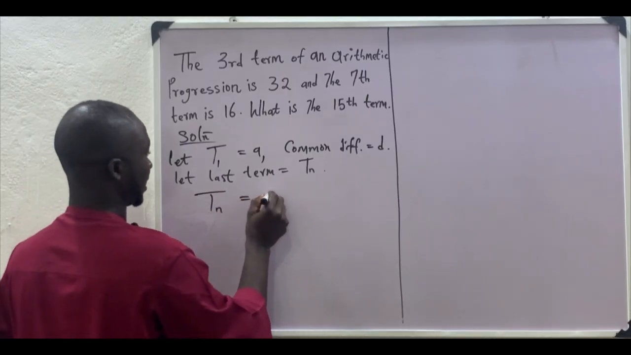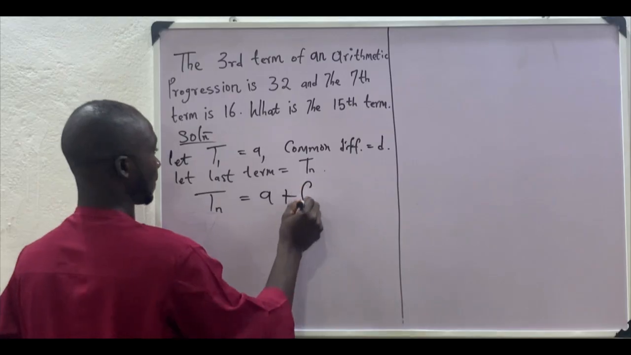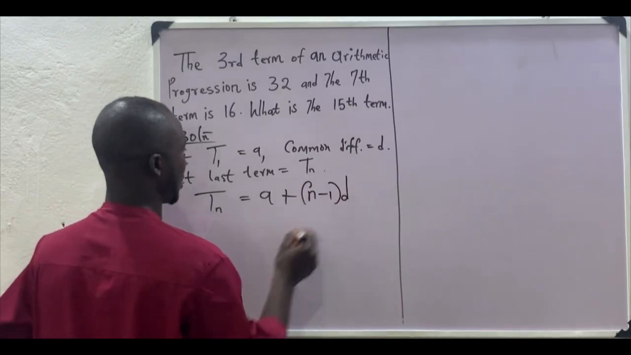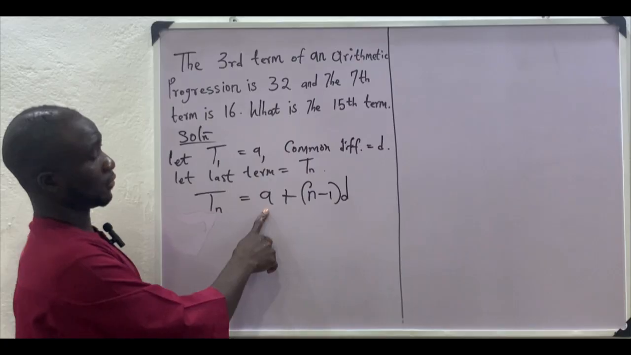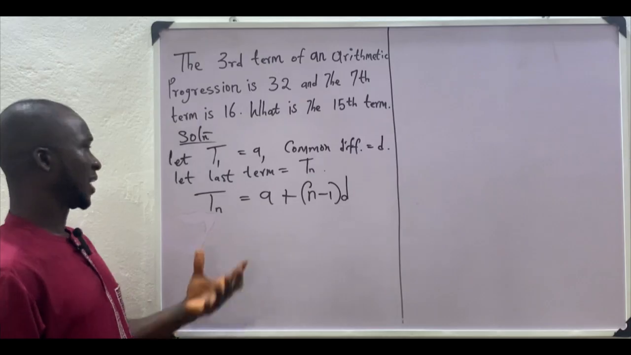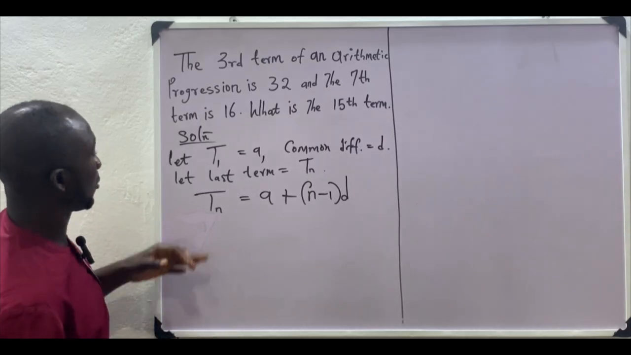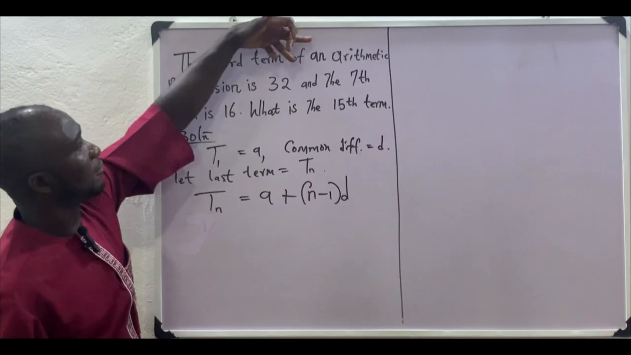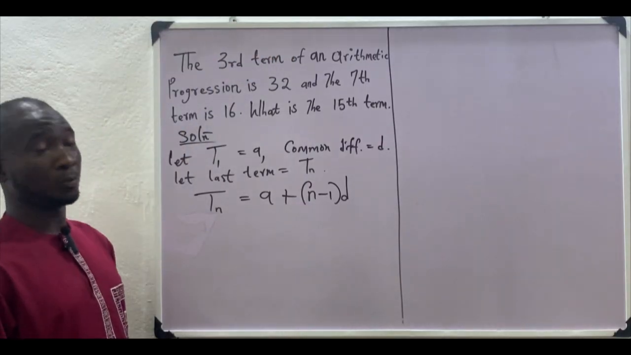Then the general formula of any given linear sequence using these parameters is given by: the general term tn is a plus n minus 1 times d, where a is the first term, d is the common difference, and n is the number of terms in the given sequence.